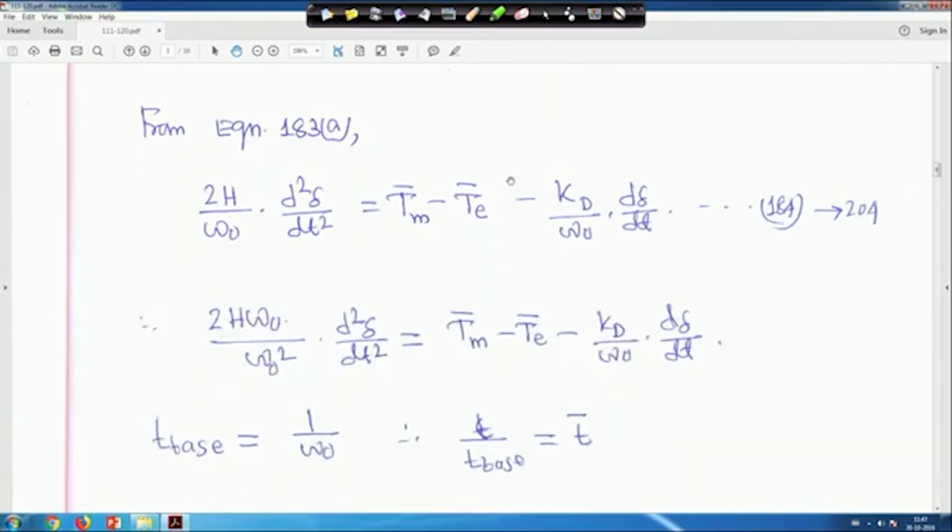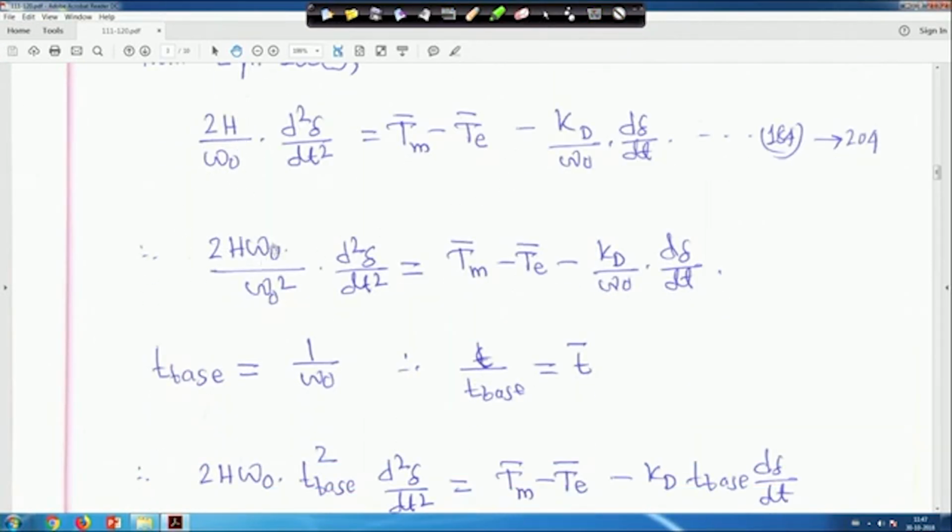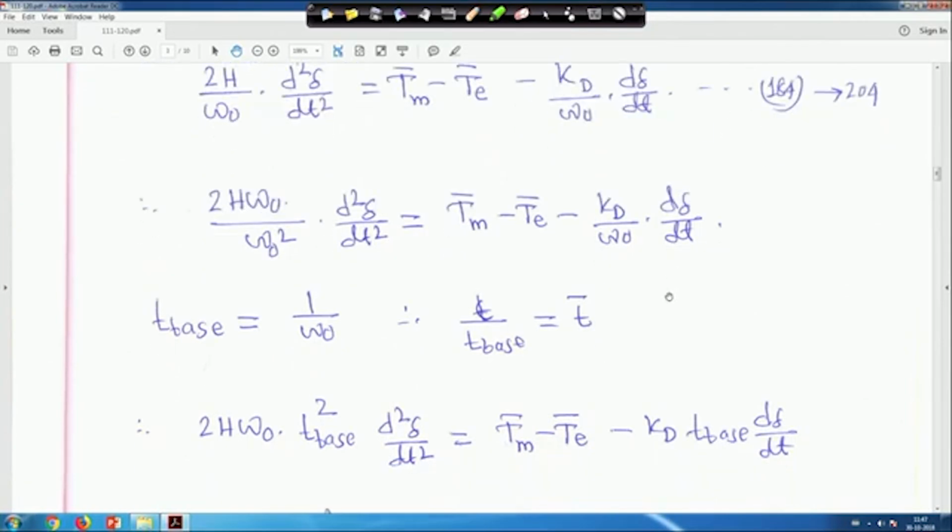So, you multiply this equation numerator and denominator by omega 0. So, numerator will be 2H omega 0 and denominator will be omega 0 square into d square delta upon dt square is equal to T m bar minus T bar minus k d upon omega 0 into d delta by dt. Now, we know that earlier we have seen T base is nothing but 1 upon omega 0, a time base. Therefore, t by T base is equal to t bar. Actually, this is time, it is actually t. If you take time in per unit, T base is equal to 1 upon omega 0.